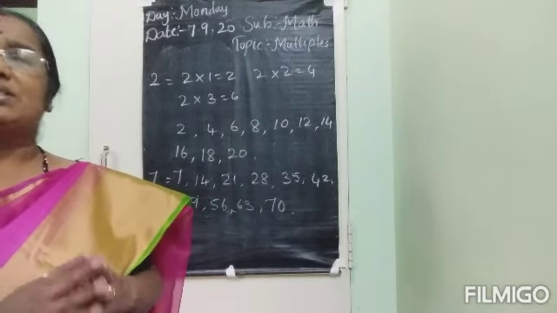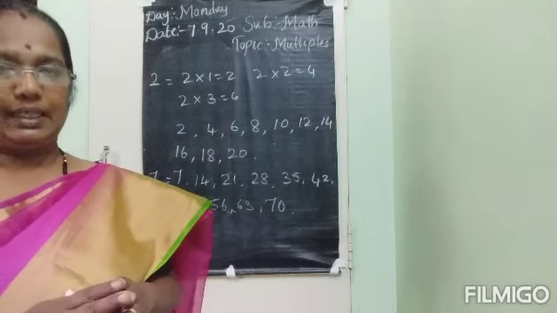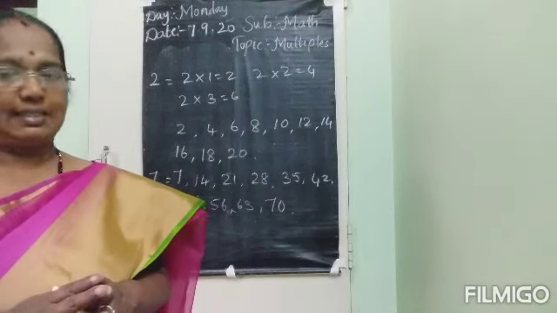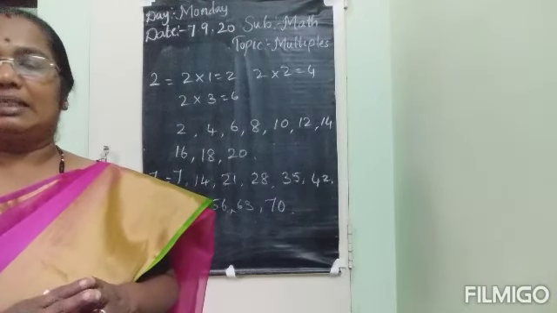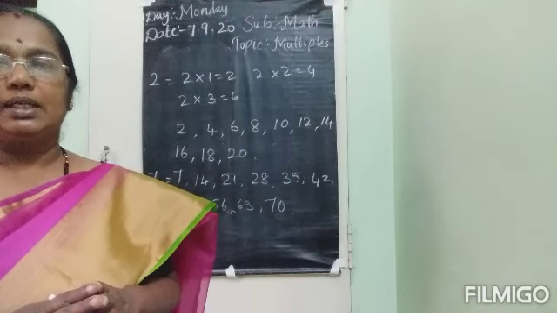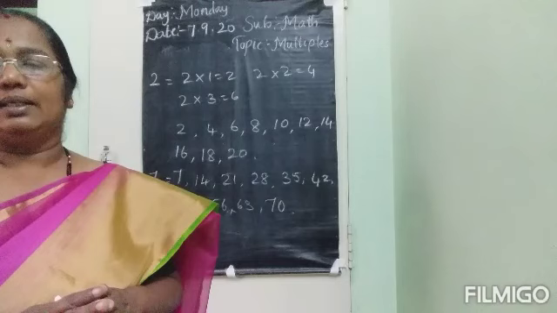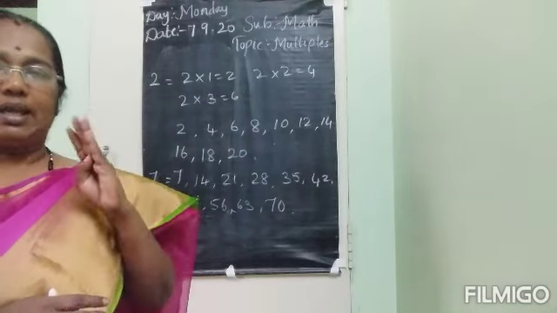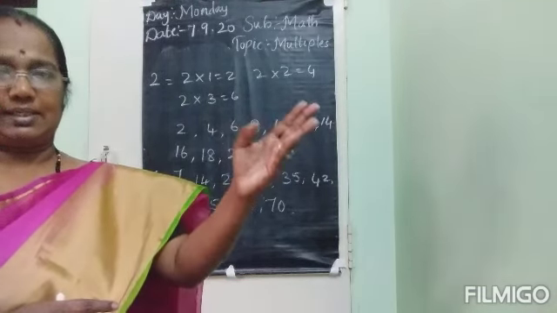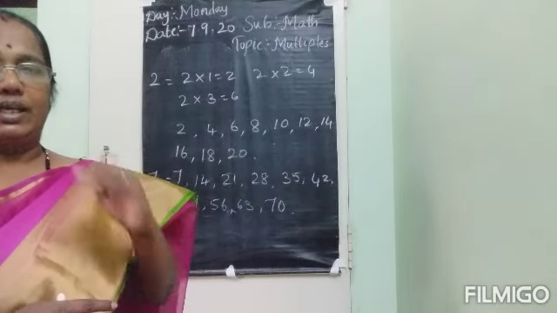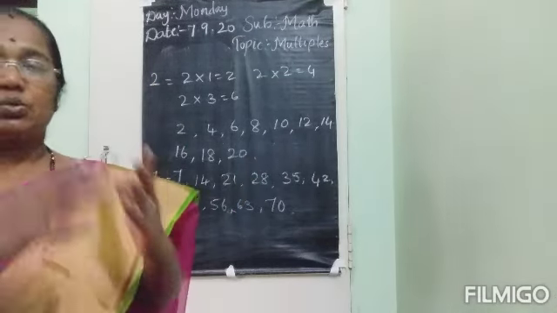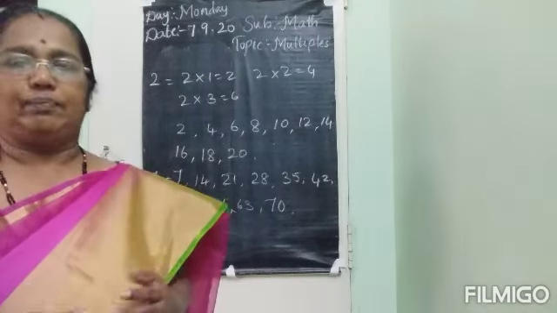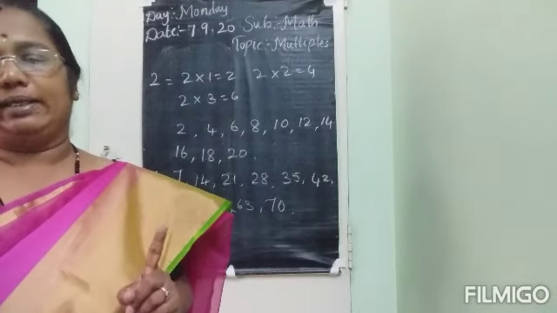Now these multiples have some properties. What are the properties? Let's see. First property: every number is a multiple of 1. How can you tell that? Because 6 into 1 is 6, 7 into 1 is 7, 8 into 1 is 8, 20 into 1 is 20, 30 into 1 is 30, 35 into 1 is 35. So it is a multiple of 1.